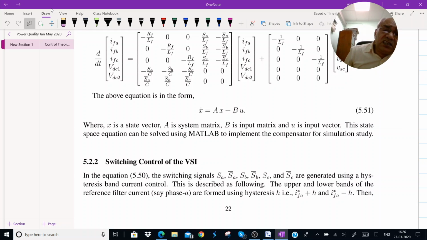Now x represents here the state vector, A is the system matrix, B is the input matrix, U is the input vector. In one sense, U is not an input vector, it is just there because there are back EMFs corresponding to each phase, and they are not controlling voltages, they are present as a property of the system configuration. And we have to nullify their effect by raising VDC1, VDC2 well above the value of the peak of the system voltage. We will see that.